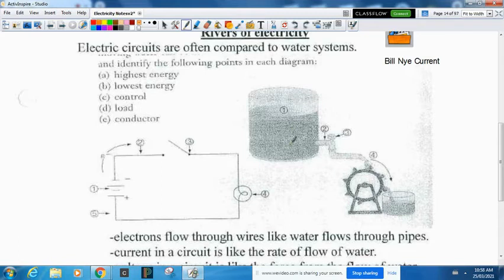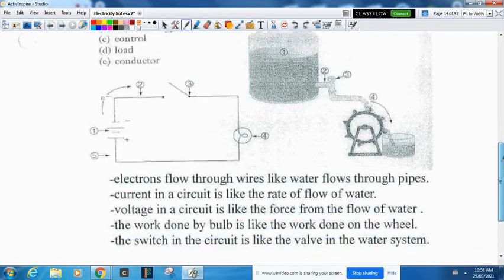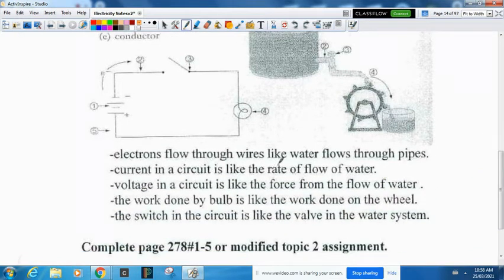Pressure and gravity push and pull the water down. Voltage pushes and pulls the electrons around the circuit. The water is flowing, the electrons are flowing. Current is the amount of water that flows by per second. Current is the amount of charge that flows by per second. Okay, and so we've done all that.